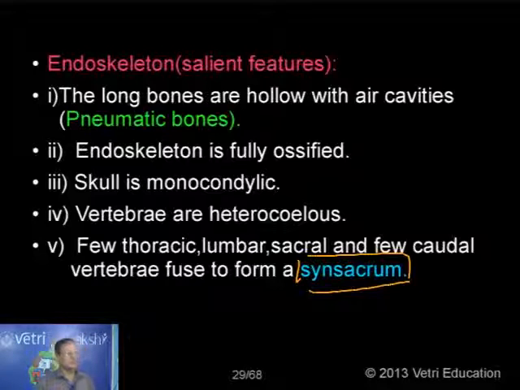Normally the sacral plate is formed with the fusion of many vertebrae. But in birds, a number of vertebrae are fused together to form a plate-like structure we call the synsacrum, because the sacral plate is fused with the thoracic, lumbar and caudal vertebrae. In our case, only the sacral vertebrae fuse together. But here, the sacral plate along with the thoracic, lumbar and caudal vertebrae form a single structure.